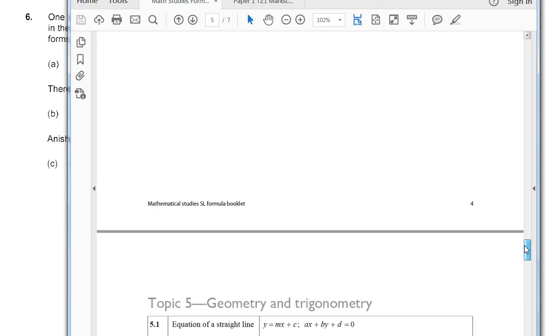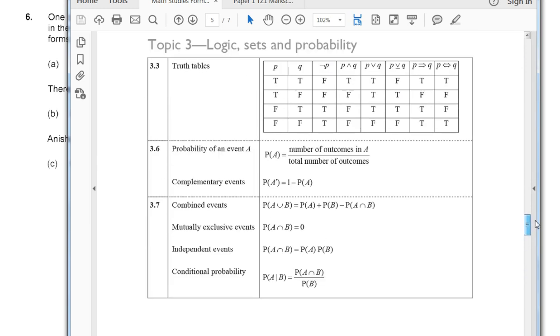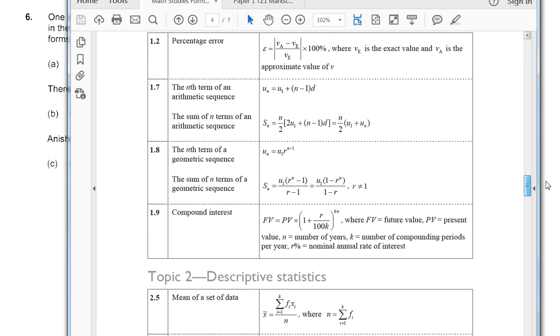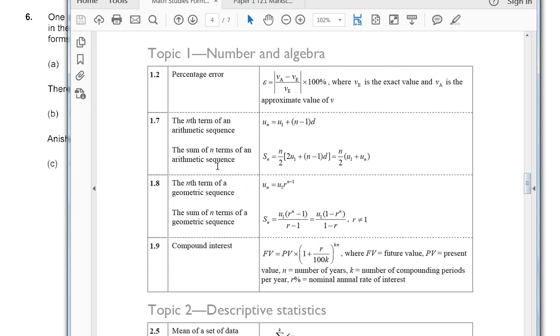Okay, so sum of an arithmetic sequence. Let's see if we can find that. Here we are. The sum of n terms of an arithmetic sequence. So we're going to use either this or that. Notice that we got the sum is this or it equals that.